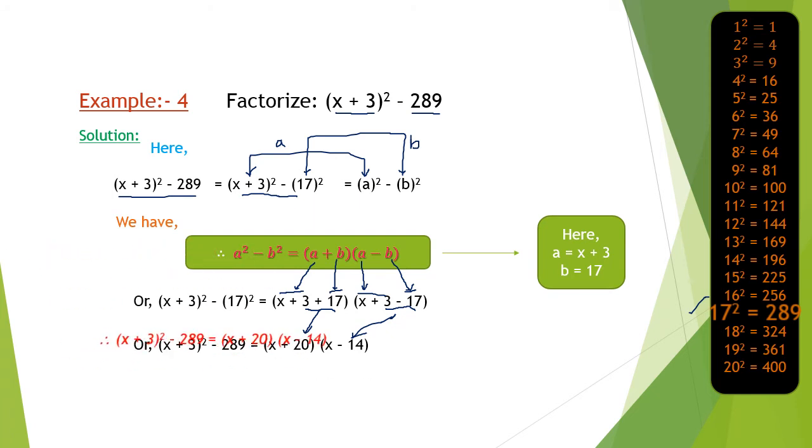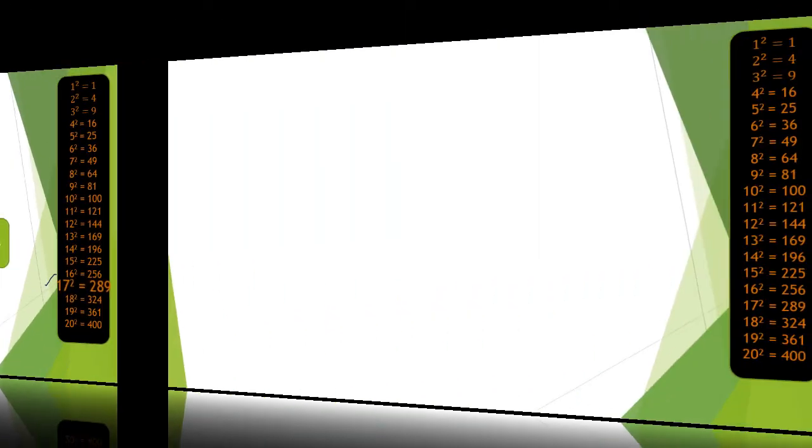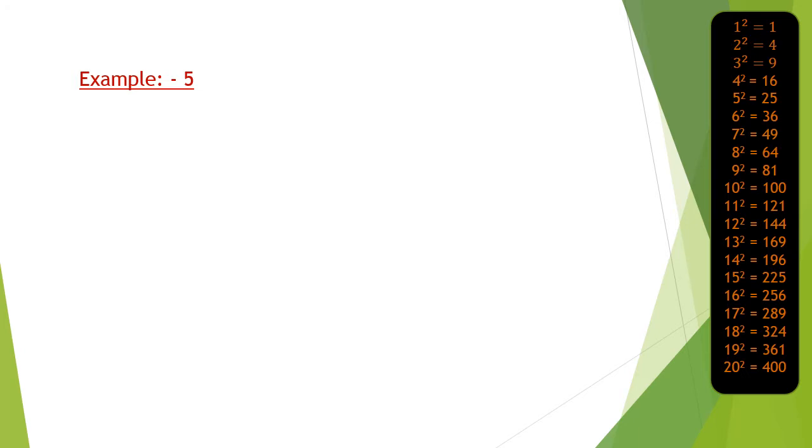So it's our answer. What we have to do is add 3 and 17. The sum of 3 and 17 is 20. We have to subtract 3 and 17. The difference of 3 and 17 is minus 14. So it's written here. You can use your calculator also. Now this is our answer. Therefore, here 17 square is 289. It is exactly as it is. This is our answer. Example 5.